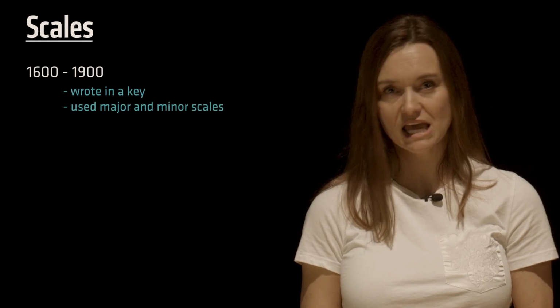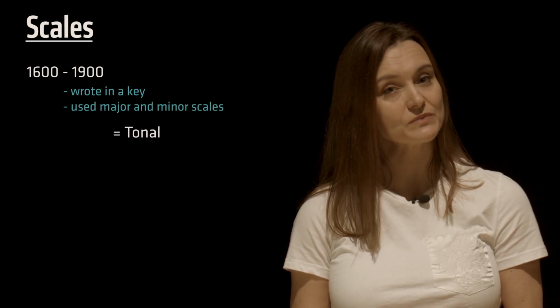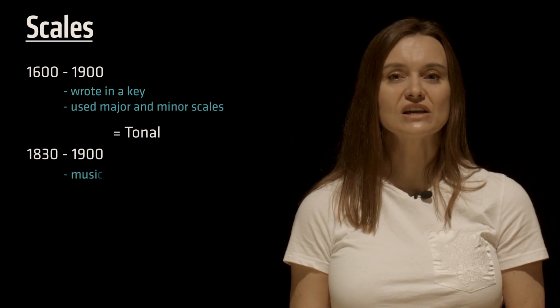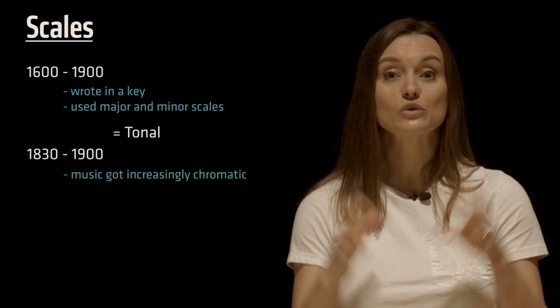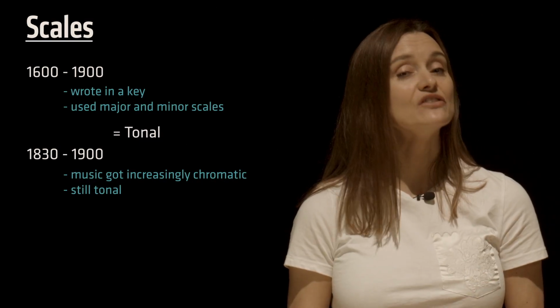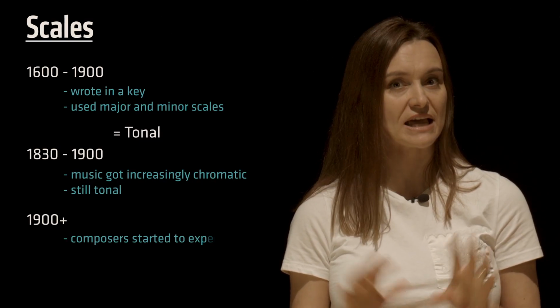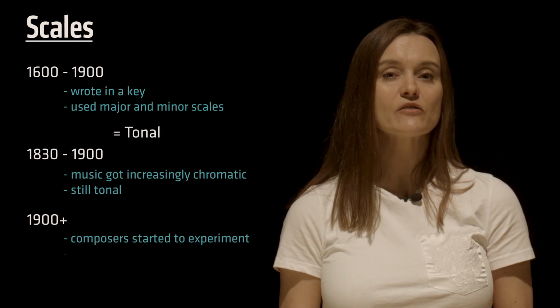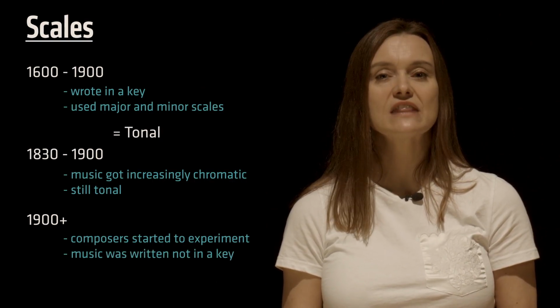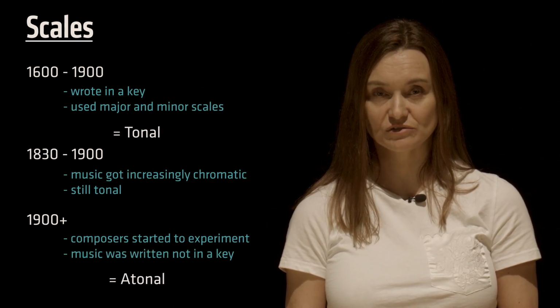From Baroque times until the 20th century, most composers wrote in a key and used major and minor scales. Their music was tonal. During the Romantic period, music got increasingly more chromatic, but it was still tonal. Then, in the 20th century, composers started to experiment even more, and some of them wrote without being in a key at all. Their music was known as atonal.